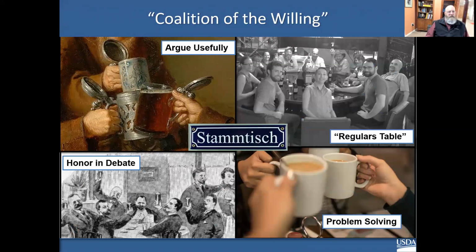What we consider the coalition of the willing, we continually look at trying to grow. And we use the German term, the Stammtisch, which is defined as the regulars table, where we can get together in person, after hours, before hours, where we can argue usefully. We understand that there's honor in debate, and that leads to good problem solving, because there were lots of problems we had to solve. Those relationships are built over time, and really are the foundation for any kind of active management that we're doing.